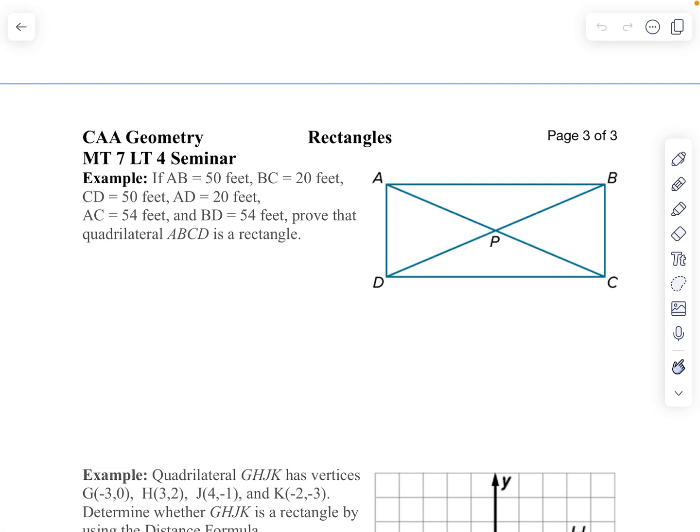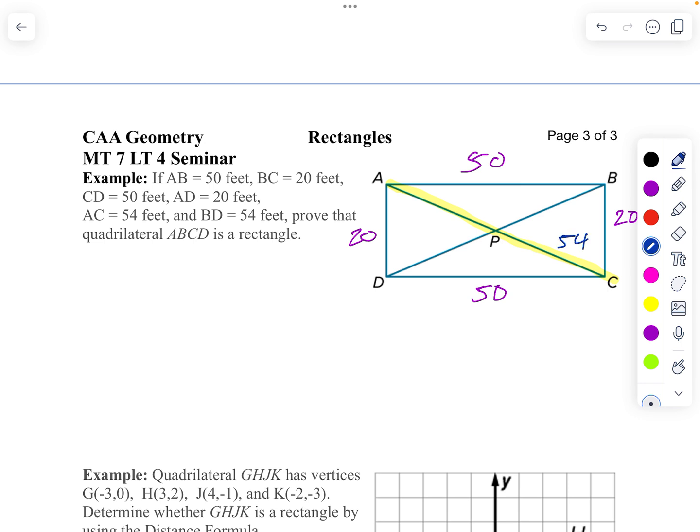Now, in our next example, we're told AB is 50 feet. We're told BC is 20 feet. We're told C to D is 50 feet. We're told A to D is 20 feet. We're told A to C is 54 feet, so this whole length is 54. And we're told B to D is also 54.